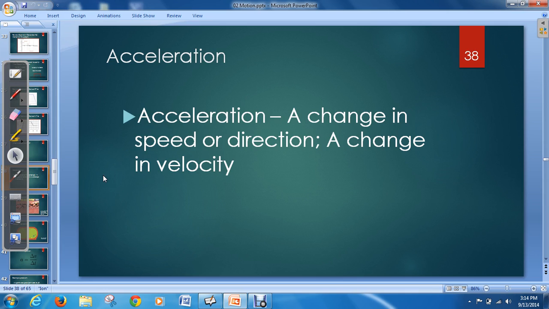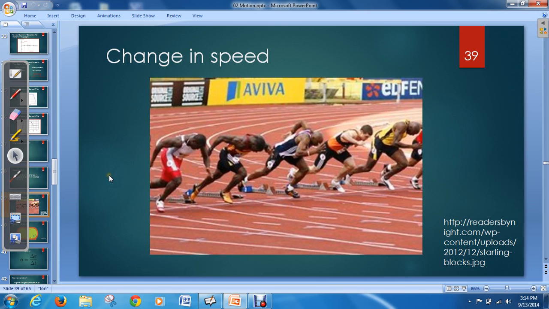So, for example, if you are thinking about your car, right, when you press in on the gas pedal, they call it the accelerator because it changes your speed. It changes the speed of the car. So it is getting faster and faster and faster. That's acceleration. Okay. So another example is think about racers at the starting blocks, right?